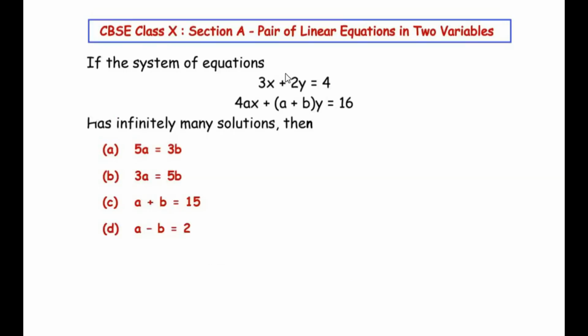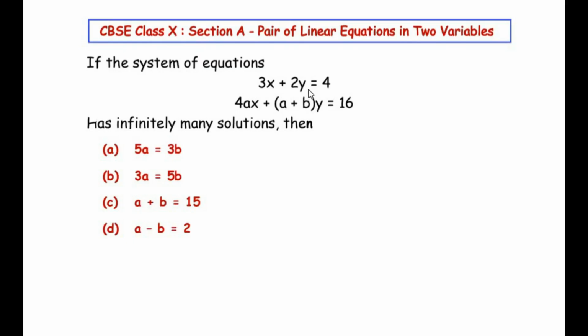If the system of equations 3x + 2y = 4 and 4ax + (a + b)y = 16 has infinitely many solutions, then... So this question is very similar to the questions we have done so far. So you can pause the video and give it a try.